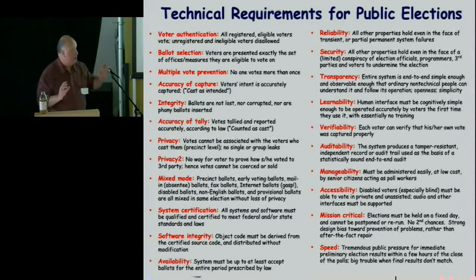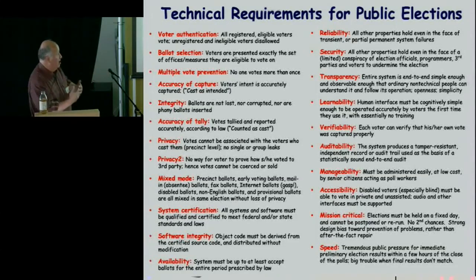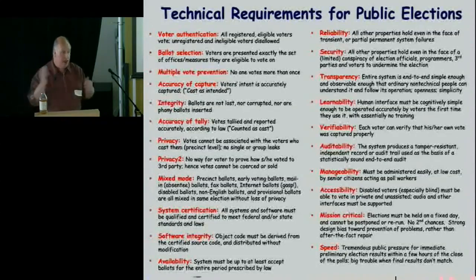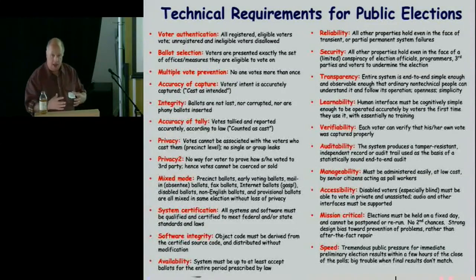Transparency. Now, transparency means that the entire system is end-to-end simple enough that ordinary citizens can understand it, so they can have confidence the election is called correctly. And also that it's observable enough that the citizens have a right to follow the votes and the ballots from the moment they're cast to the moment they're counted and check the results. This is not an operation that is supposed to be done black box. This balances with the security issue. This is one of the things that makes election security so much more difficult than in other security problems, because of the requirement that it be observable by ordinary citizens from end to end.